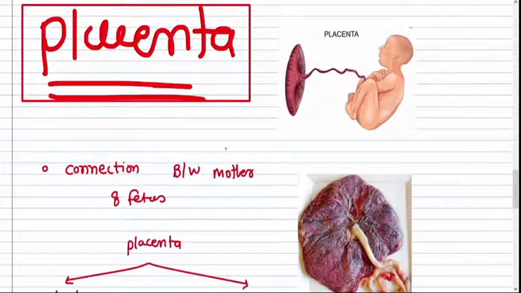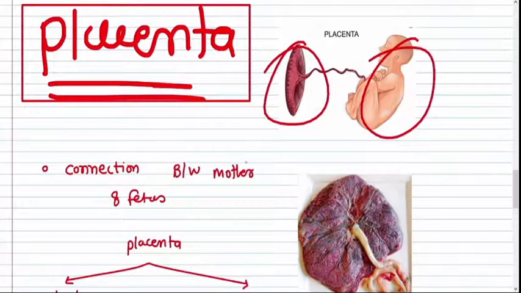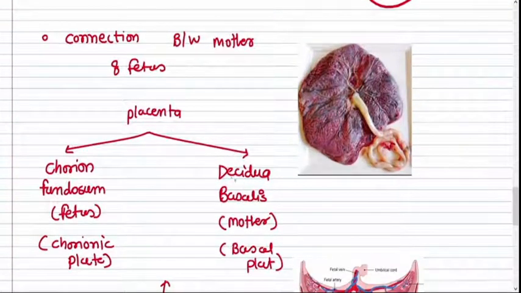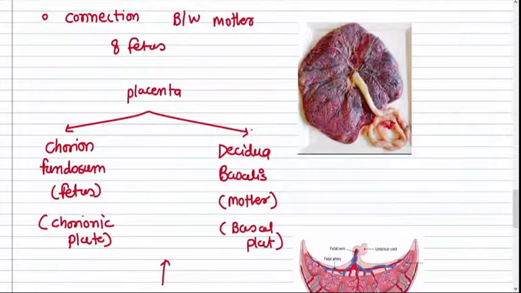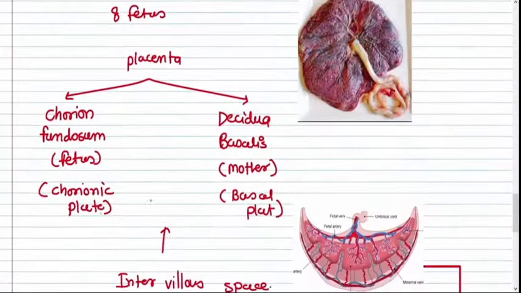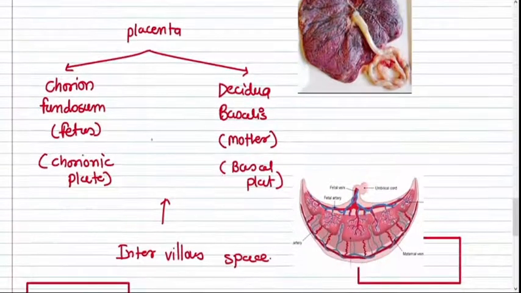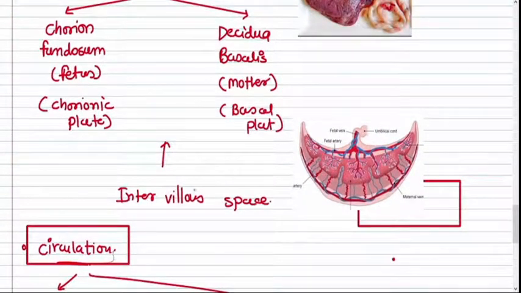Now let's talk about the placenta. The placenta is a connection between mother and fetus. The placenta is an assembly of 2 different parts. The first one is the chorion frondosum, which makes the chorionic plate and is developed from the fetus, and the decidua basalis, which forms the basal plate and is developed from the mother. Between these two parts, the chorion frondosum and decidua basalis, we have the intervillous space. The figures of the placenta are given here.